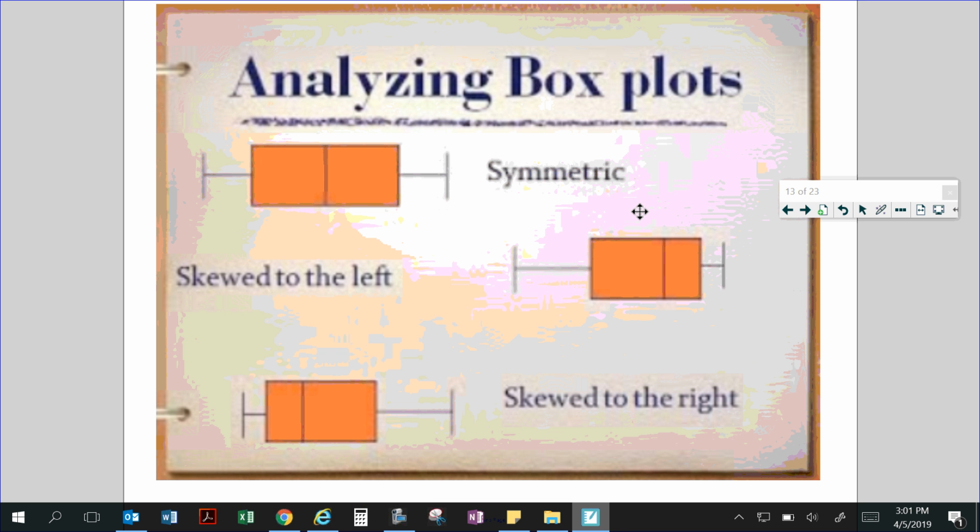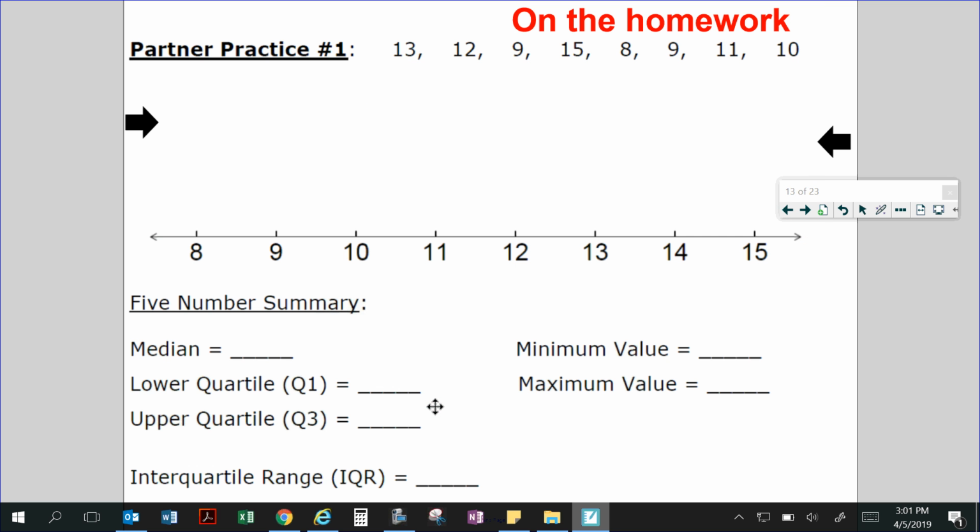So if they ask you, if it's symmetrical, it means the left side looks like the right side. If it's skew left, that means there's less data on the left side. That's why it's longer. If it's skew right, that means there's less data on the right side. That's why it's longer. So now let's try one more, and then you're going to do the rest on your own.